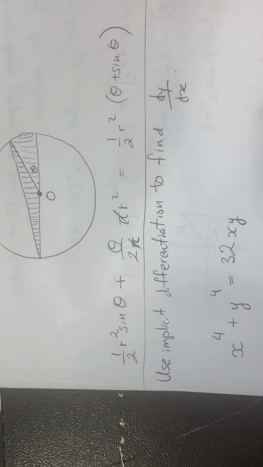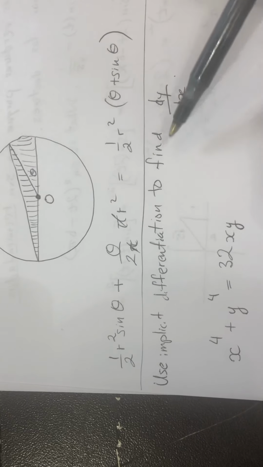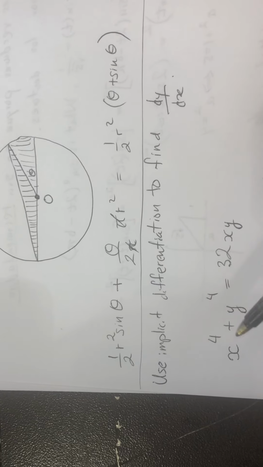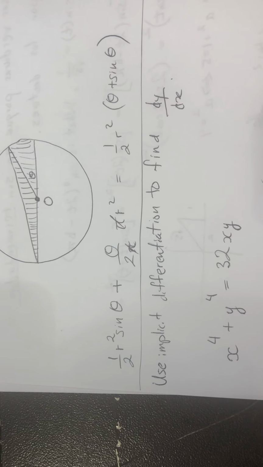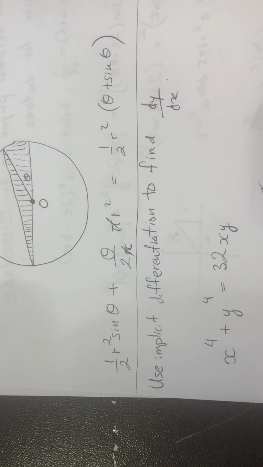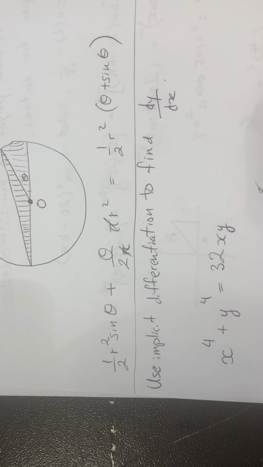Use implicit differentiation to find dy/dx. We're given that x to the fourth plus y to the fourth equals 32xy. All right, pause the video, try it on your own. Okay, time for the solution.